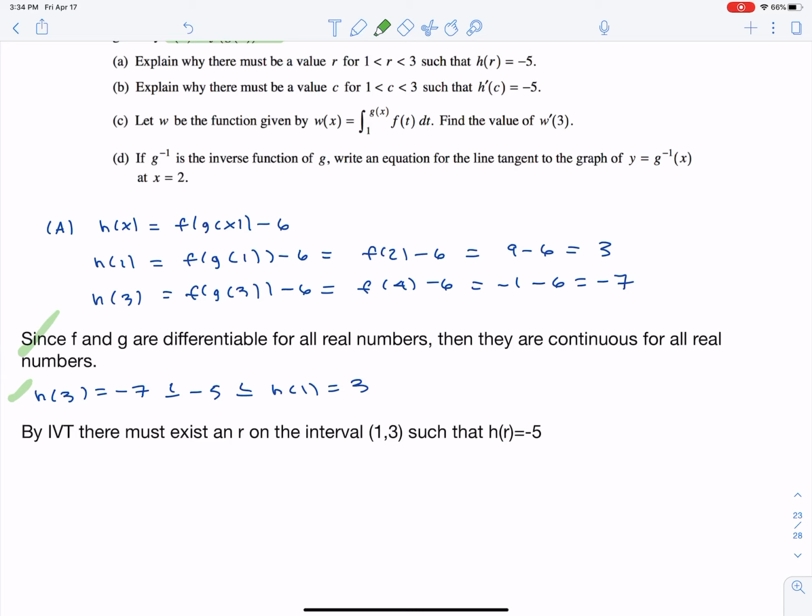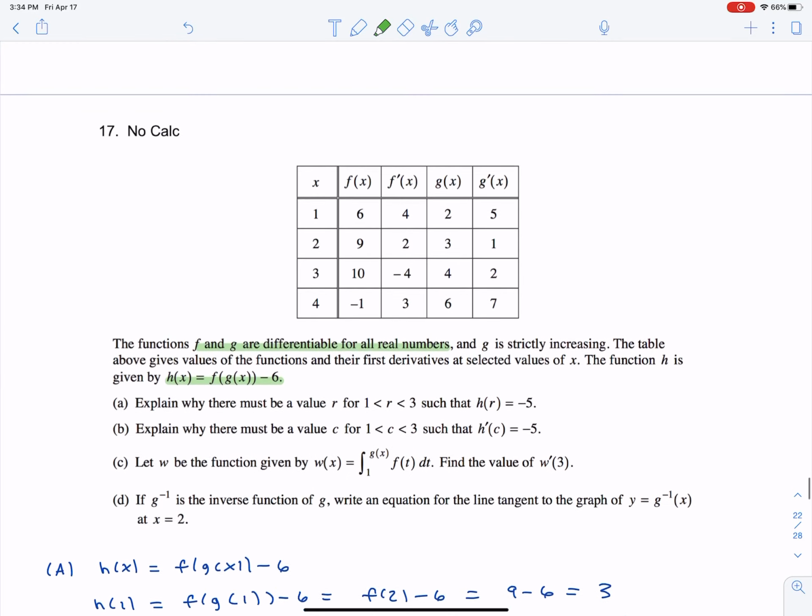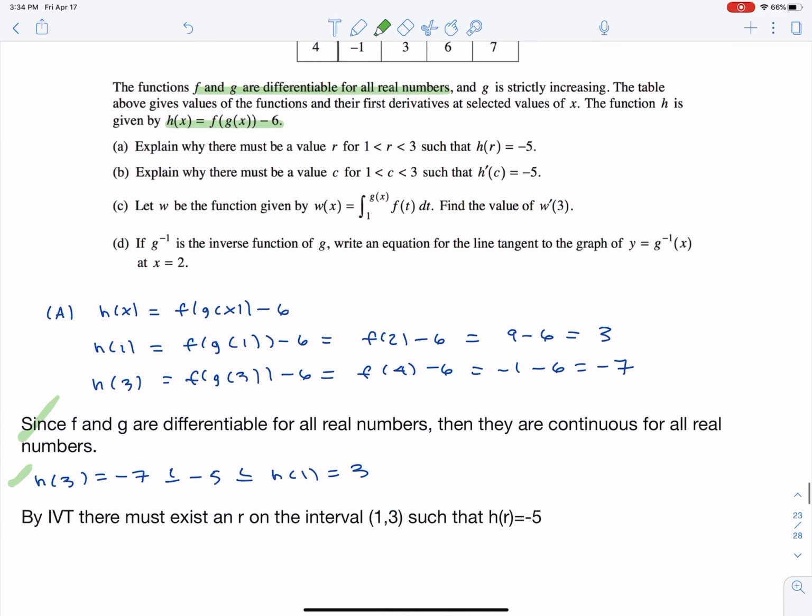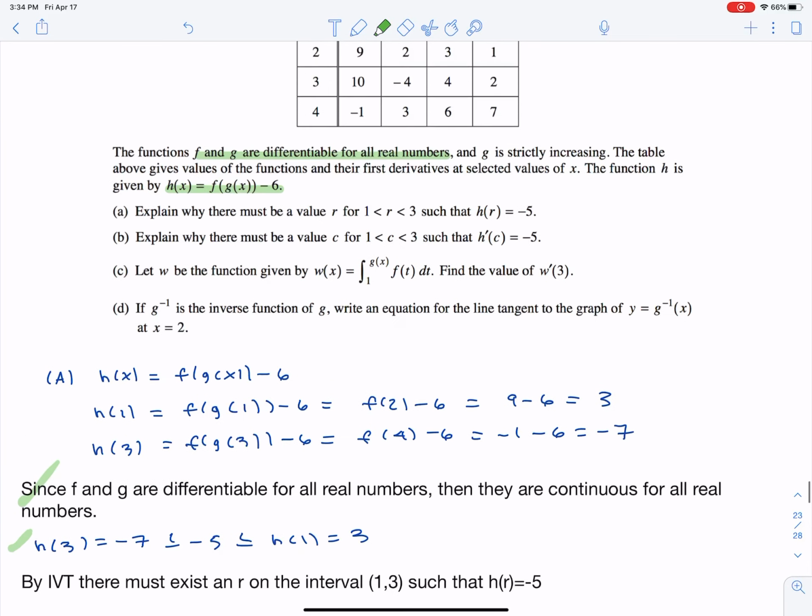Okay, let's move on to letter B. Explain why there must be a C value, or a value for C, I'm reading it slightly wrong, from 1 to 3, such that h prime of C equals -5. Okay, so now they're asking about the derivative. So what I'm going to do is find the slope of the tangent line from h of 1 to h of 3.